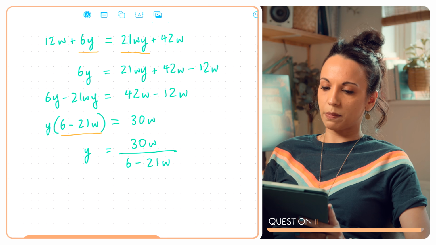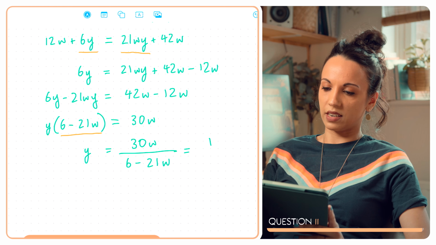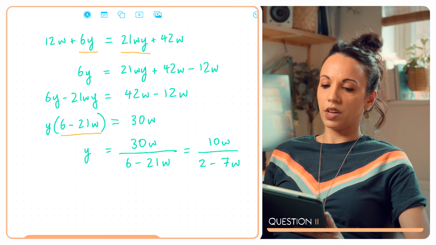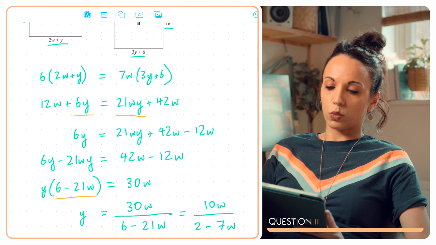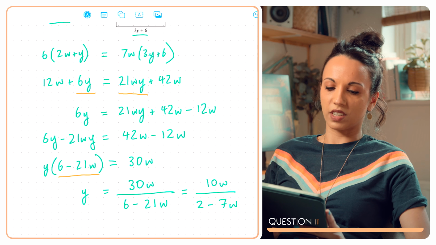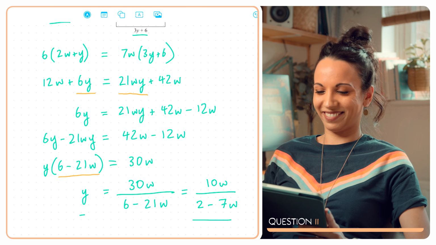Now, if we want to be especially fancy, we could divide all the terms by 3, and we'd end up with 10w on the top over 2 minus 7w. So now what we can see is we do indeed have an expression for y in terms of w. We've got y equals bunch of w's.